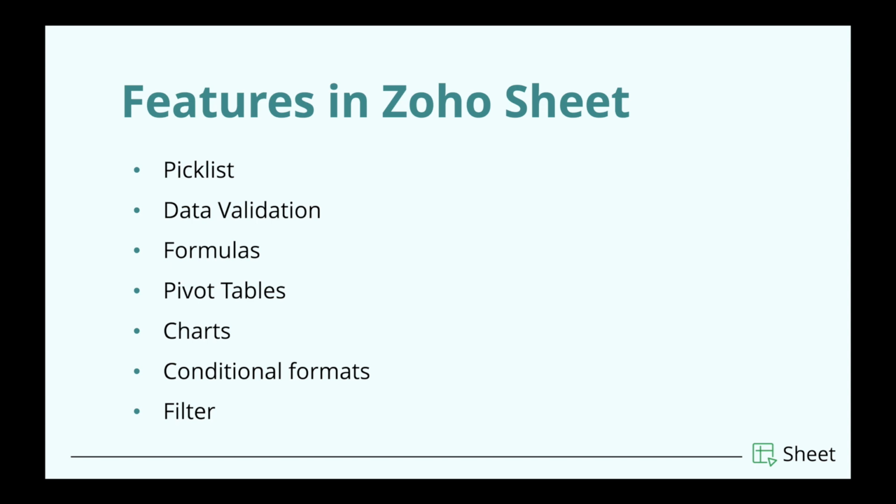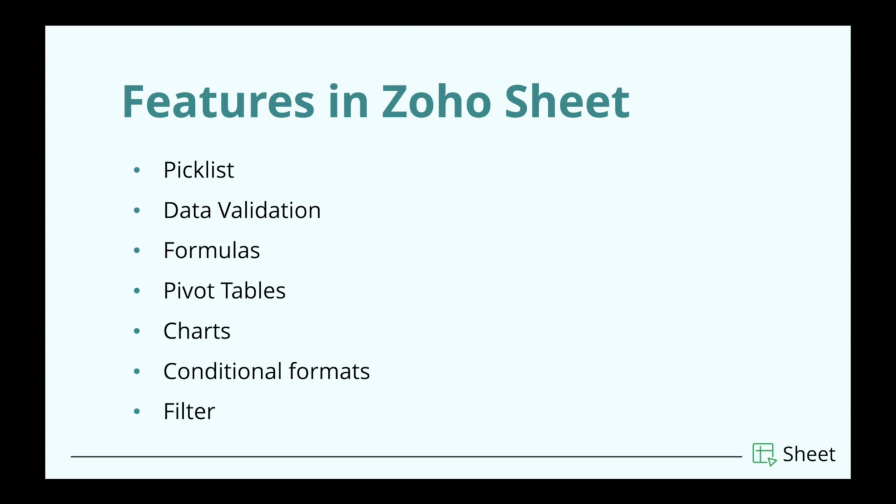And then we have formulas in order to analyze and break down the data that you have in your spreadsheet. And then we have pivot tables in order to consolidate and summarize the data that you have. And then we have charts to visualize the data, conditional formats to highlight desired data, and we also have filter in order to narrow down and view specific data easily in an instant.